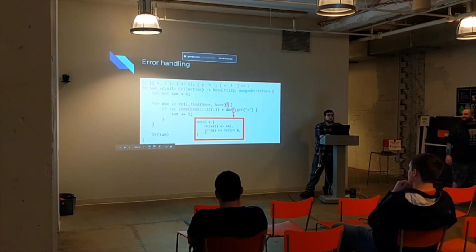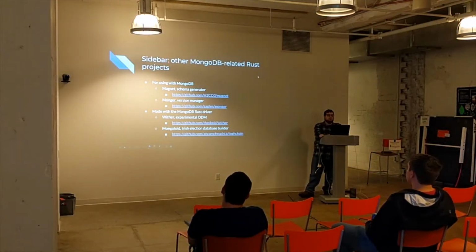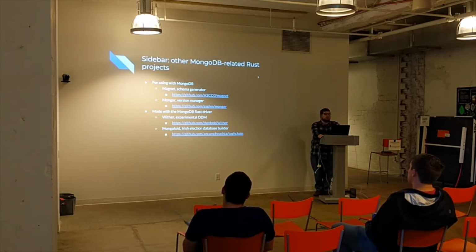So, moving on, just some projects that are made with or using MongoDB. Someone wrote this project, Magnet, which is a schema generator, where you can give it your JSON documents and it will tell you what your schema is, and then you can enforce it in some way.